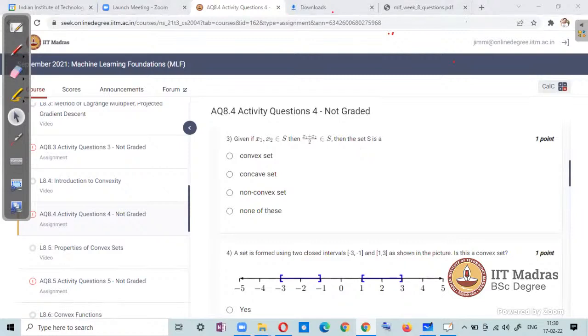This is the definition of midpoint convex. But there can be a case where a midpoint convex set is not a convex set, particularly for irrational numbers. I think this one was the issue. So let's move to the next question.